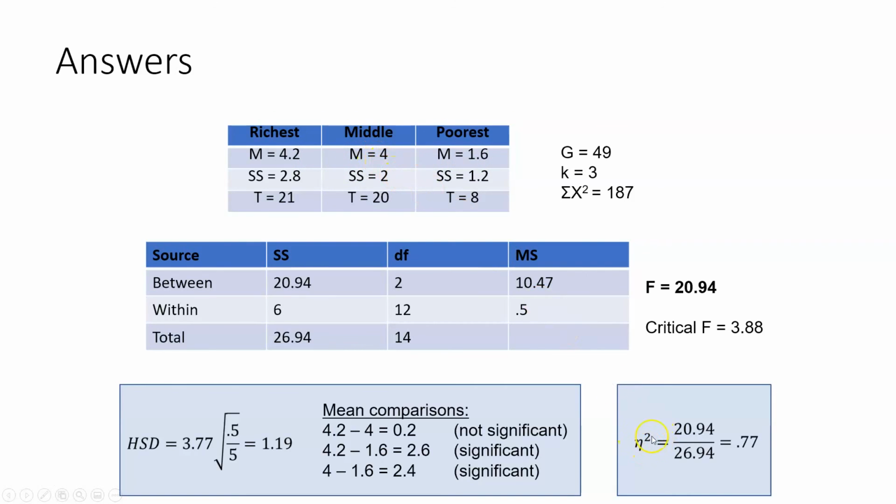You would also compute your eta squared. You take the between sum of squares and the total sum of squares, and you pit them against each other, 0.77. You might interpret this as practice by saying 77% of the variability in happiness scores is accounted for by which class you're in.